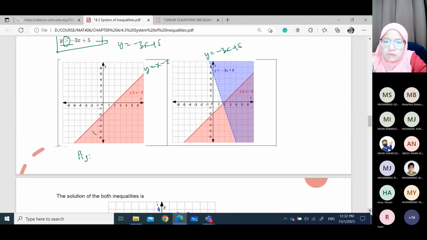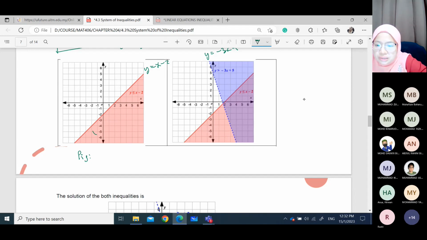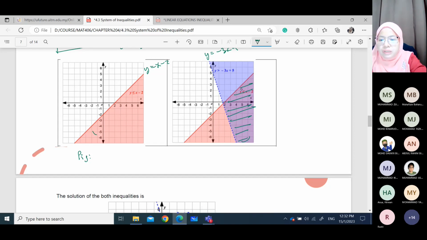Okay, so now what is the region for this two graph? Kat mana region dia? Okay, kita ambil yang overlapping. Yang inilah. So this is the region of solution. So solution dia berada di pada region yang ini. Sebab dia overlap. Yang ini tidak, yang ini pun tidak. Itulah region dia.